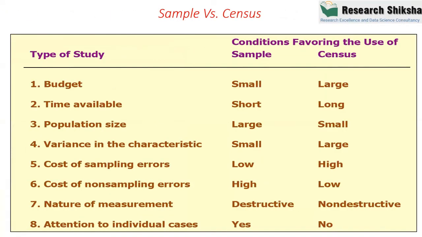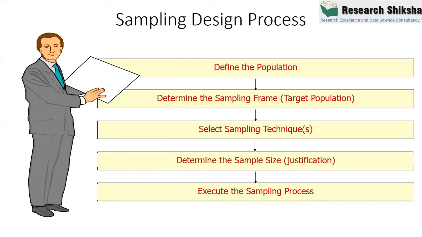Okay, now this is a simple comparison of when we should apply a sample survey and when we should apply a census survey. I'm not giving more focus to this slide because in any case we have to apply a sample survey. We never go to a census survey. A census survey is only possible when your population is very small. Otherwise, you cannot go for a census survey. So I am not discussing this slide because we always conduct sample surveys.